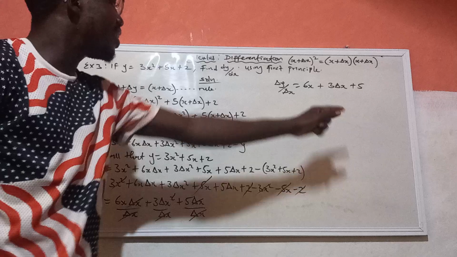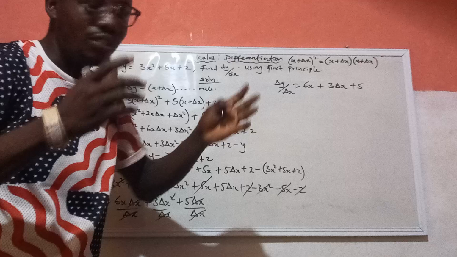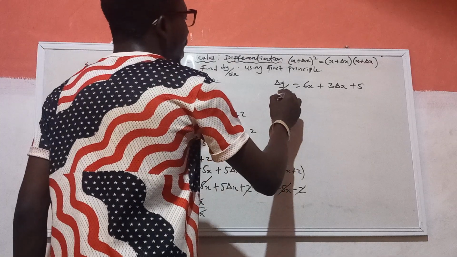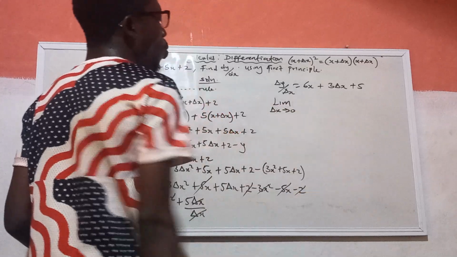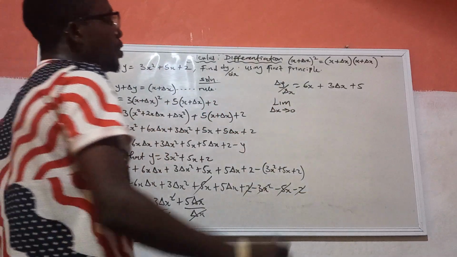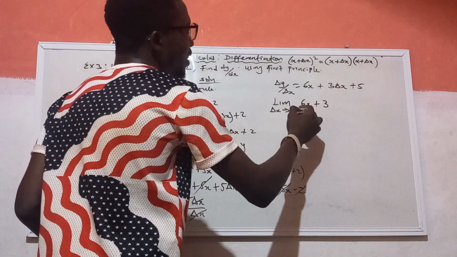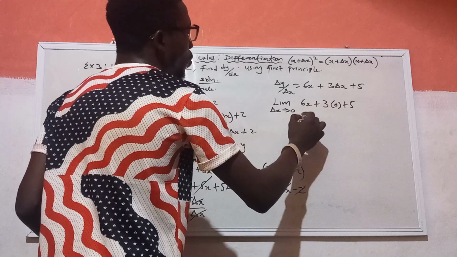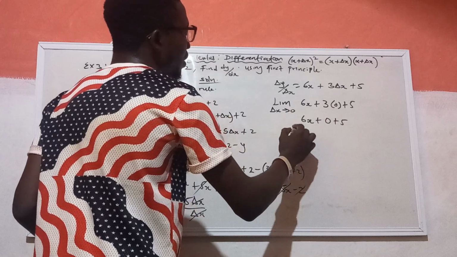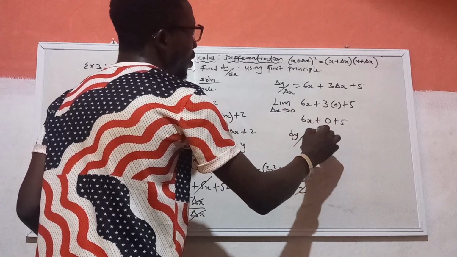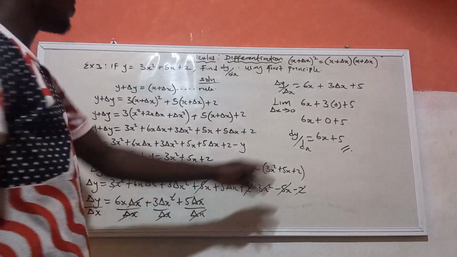Change in x is still following us, and I need to find a way that this change in x must leave. So what can I do? I can apply limits. I will say change in x should tend to 0. That is, anywhere I'm seeing change in x, it should be 0. So I will say 6x plus 3 times 0, plus 5. I can now say dy/dx equals 6x plus 5. Final answer. This is the final answer.